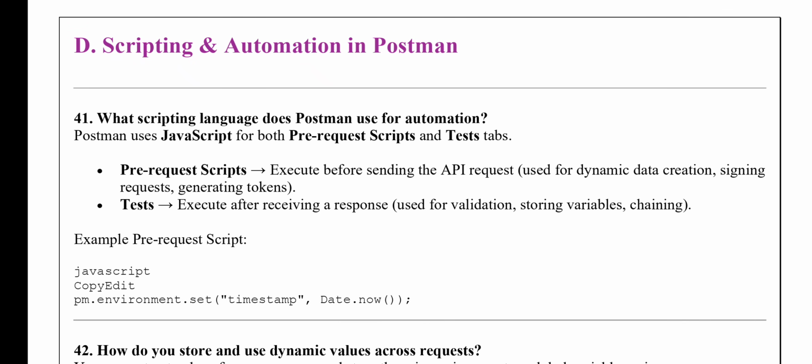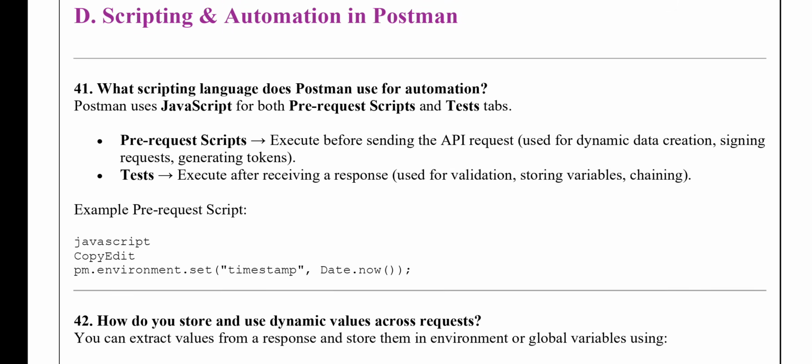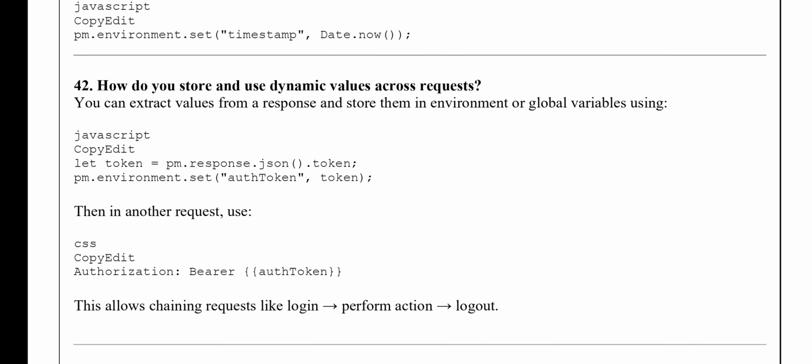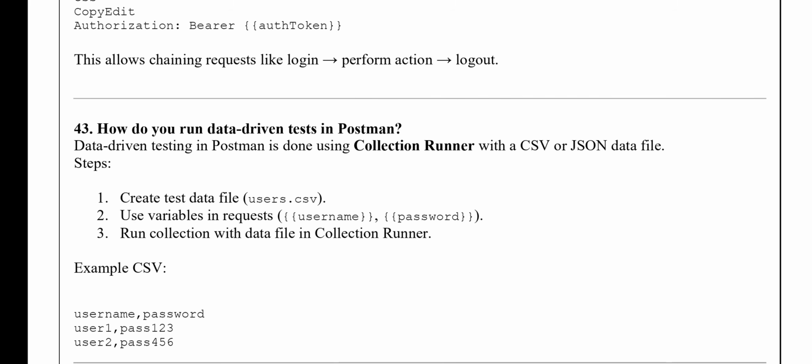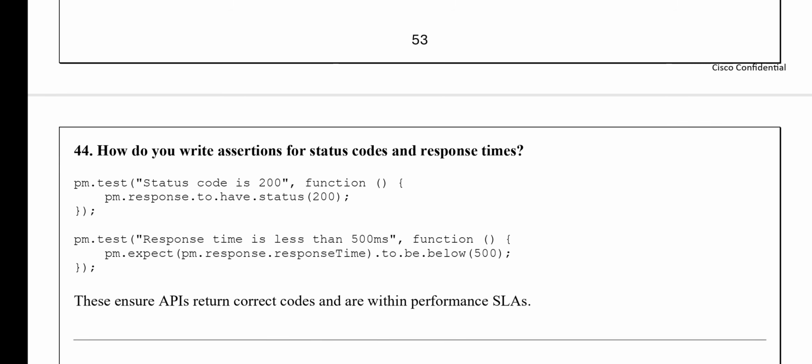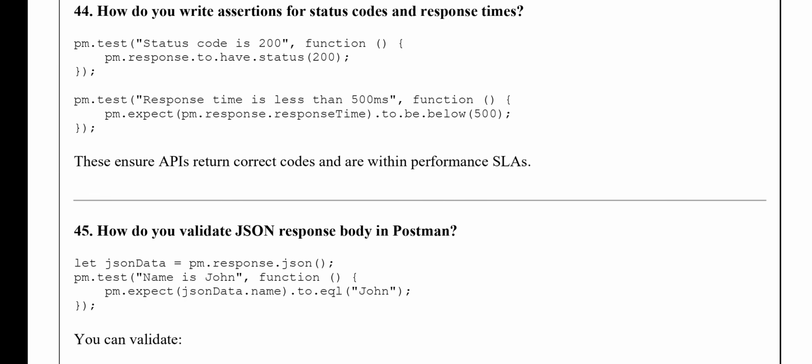And in the next section, we have spoken about scripting and automation in Postman. What scripting language does Postman use for automation? How do you store and use dynamic values across requests? How do you run data-driven tests in Postman? How do you write assertions for status codes and response time?